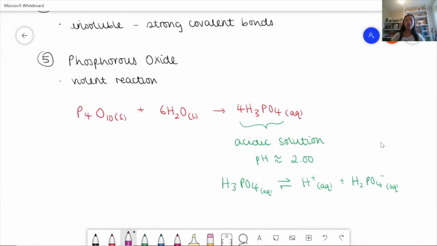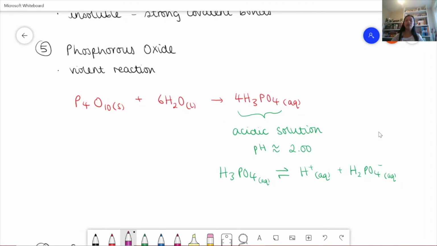And then we have phosphorus oxide, and phosphorus oxide reacting with water is actually a very, very violent reaction, and it forms phosphoric acid, and so it forms an acidic solution with a pH of around 2, so quite strong, but not very, very strong. And this phosphoric acid dissociates to form H+ and the H2PO4- ion, and it's because of this H+ that we get an acidic solution.